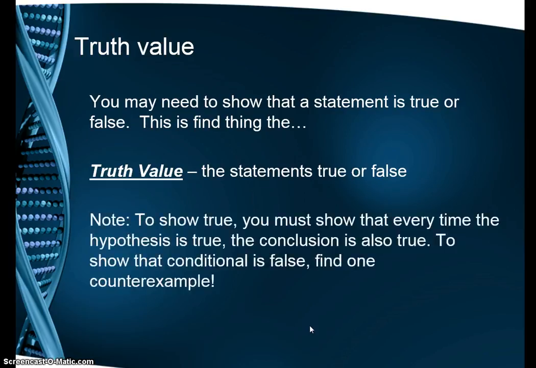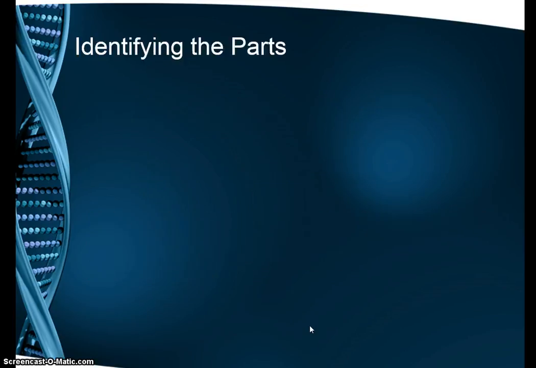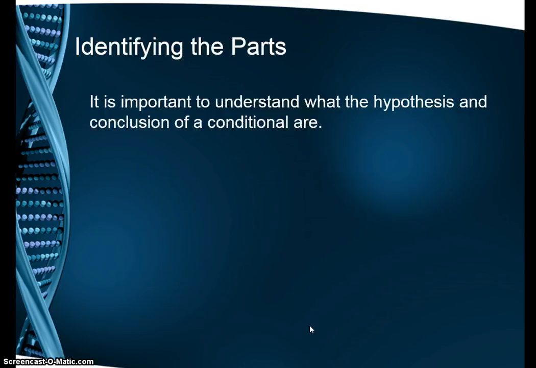So a big note here is, to show that something is true, remember, you have to show that every time the hypothesis is true, the conclusion is also true. It can't be true for just the hypothesis and false for the conclusion. And then to show that a conditional is false, just like we talked about in that previous lesson, all you have to do is find one counterexample. So it's important to understand what the hypothesis and conclusion are of a conditional statement.